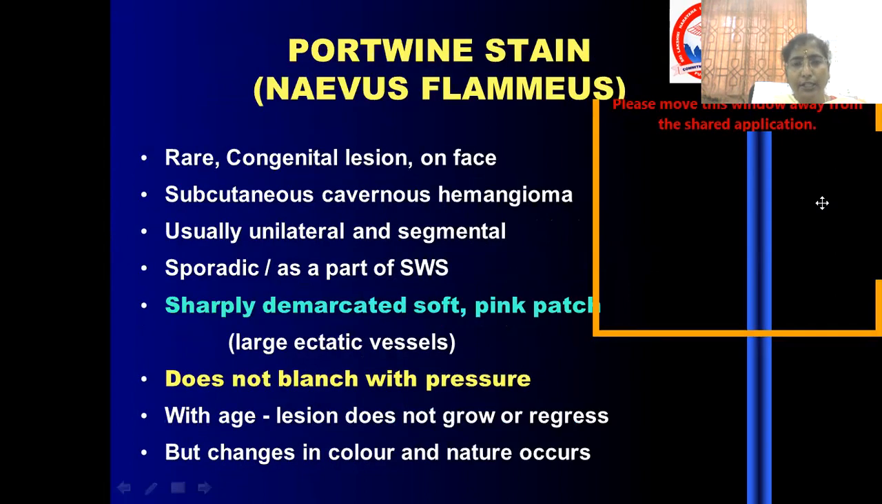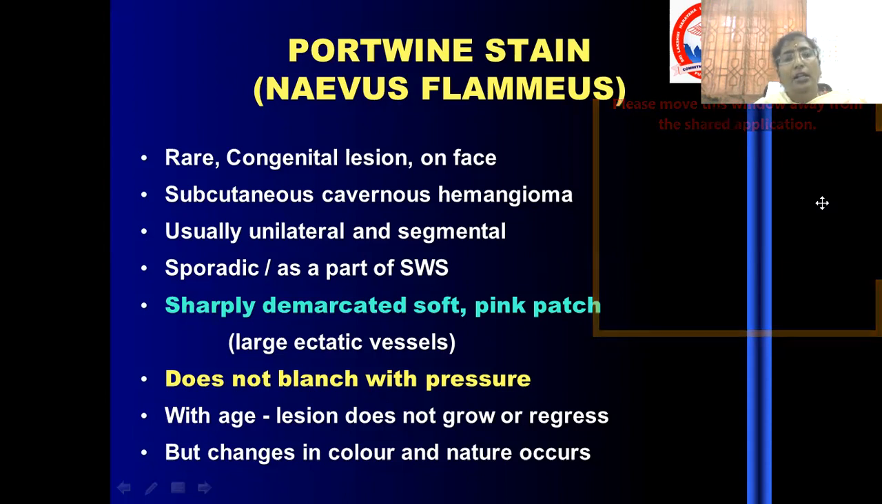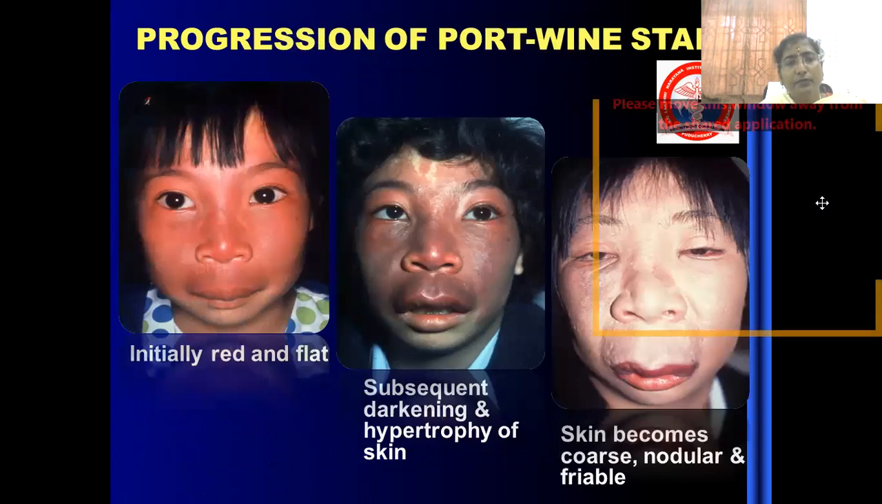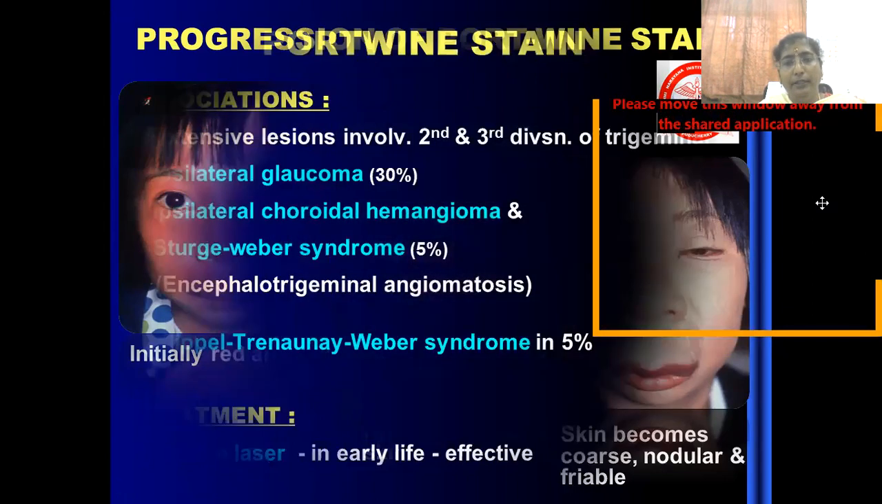Port-wine stain, it is a rare congenital lesion on the face. Subcutaneous cavernous hemangiomas, usually unilateral or segmental, sporadic or as a part of Sturge-Weber syndrome, and it is usually a sharply demarcated, soft and pink patch. Large ectatic vessels, does not blanch with pressure. With age, the lesion does not grow or regress, but changes in color and nature occur. Initially it is red and flat, then there is subsequent darkening and hypertrophy of the skin, and later the skin becomes coarse, nodular, or friable.